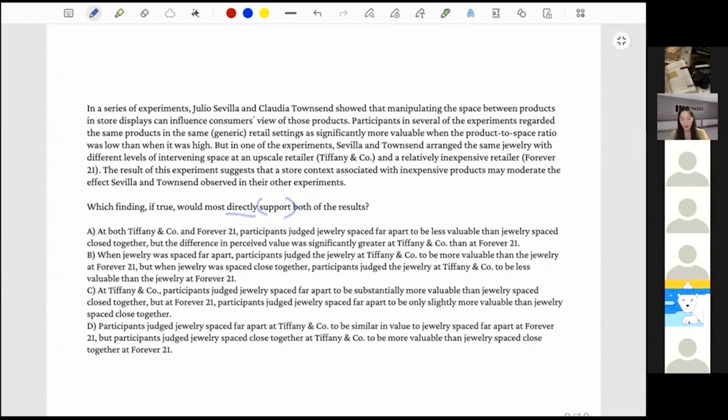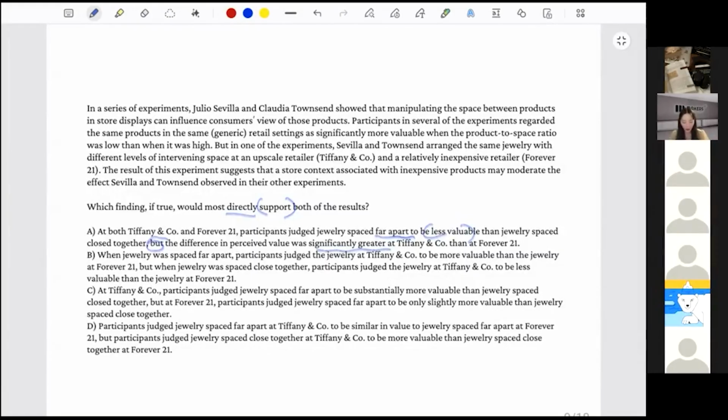But in one of the experiments, Davila and Townsend arranged the same jewelry with different levels of intervening space at an upscale retailer, Tiffany & Co., and a relatively inexpensive retailer, Forever 21. The result of this experiment suggests that a store context associated with inexpensive products may moderate the effects Davila and Townsend observed in their other experiments. So A says, at both Tiffany & Co. and Forever 21, participants judged jewelry spaced far apart to be less valuable than jewelry spaced close together, but the difference in perceived value was significantly greater at Tiffany & Co.